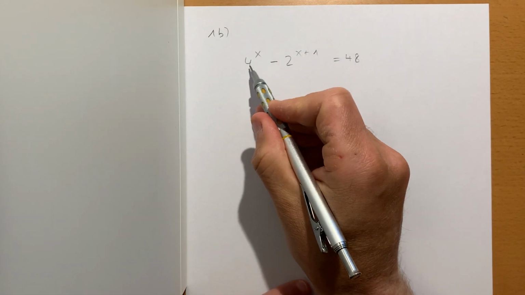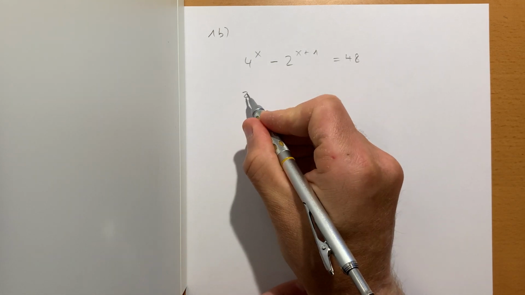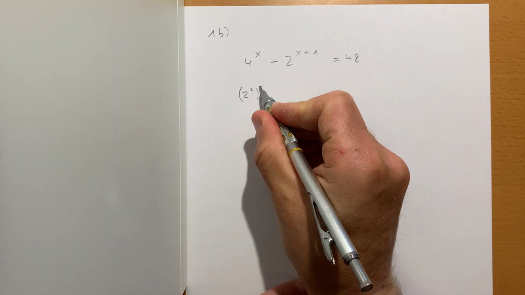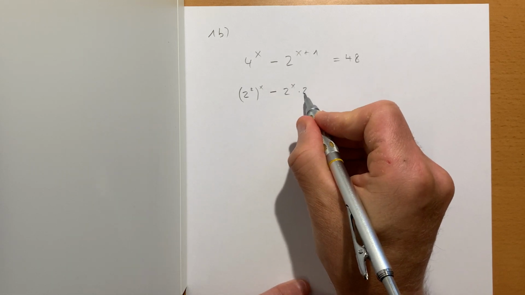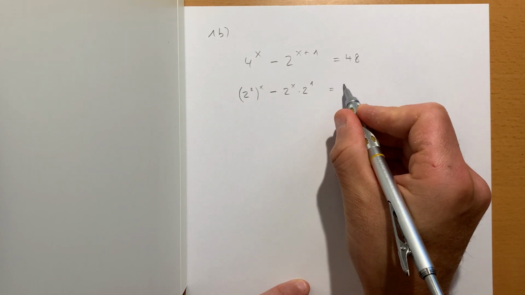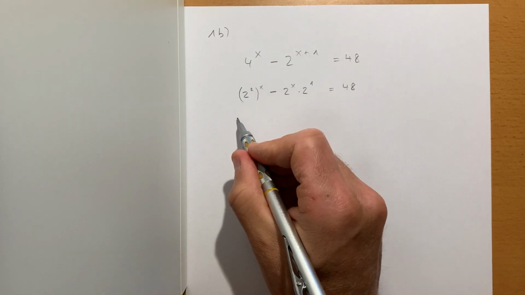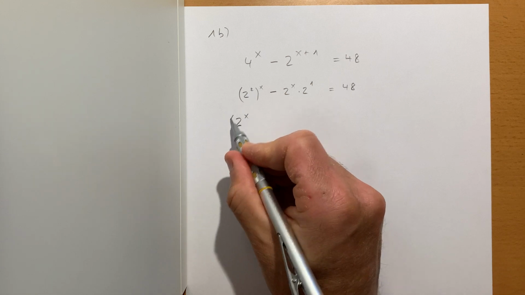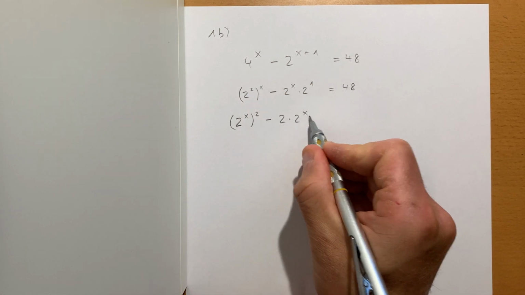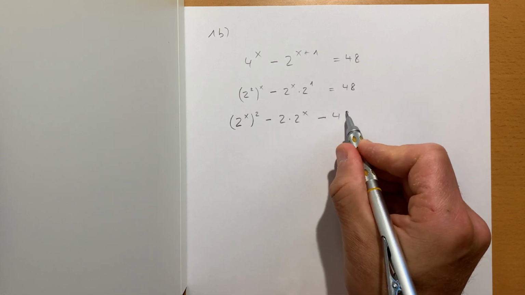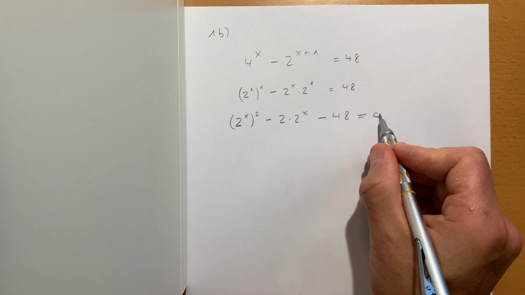Look, this is 4 and this is 2. 4 could be written as 2 to the 2, so (2^x)^2 - 2^x * 2^1 = 48. Then you could write it as (2^x)^2 - 2 * 2^x, and let's subtract 48, and you get (2^x)^2 - 2 * 2^x - 48 = 0.